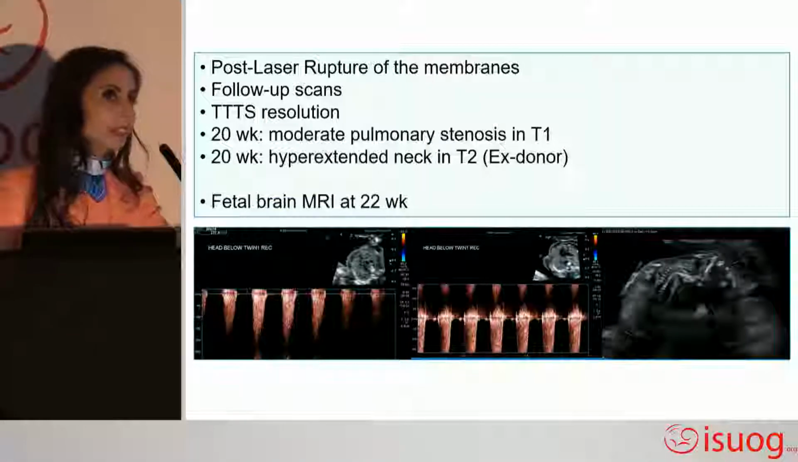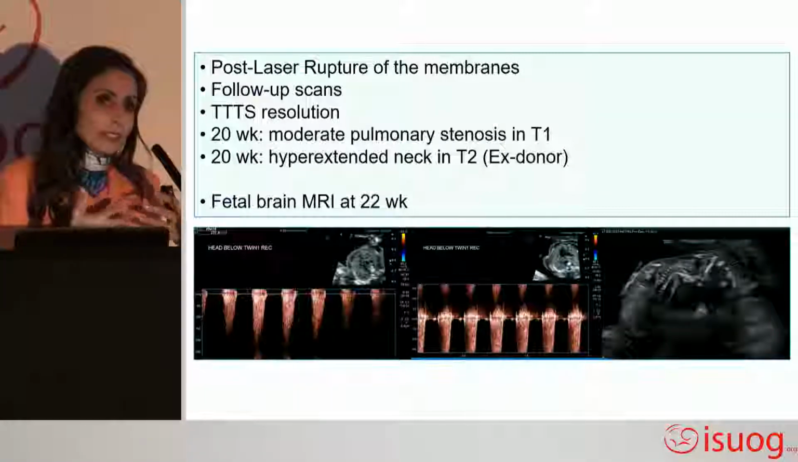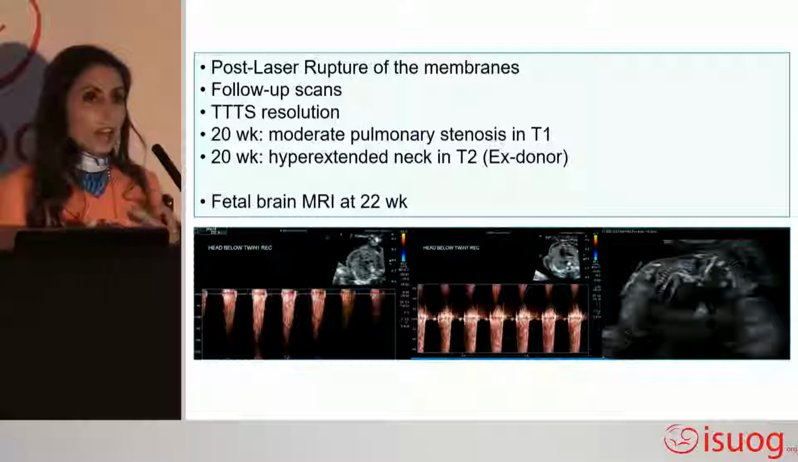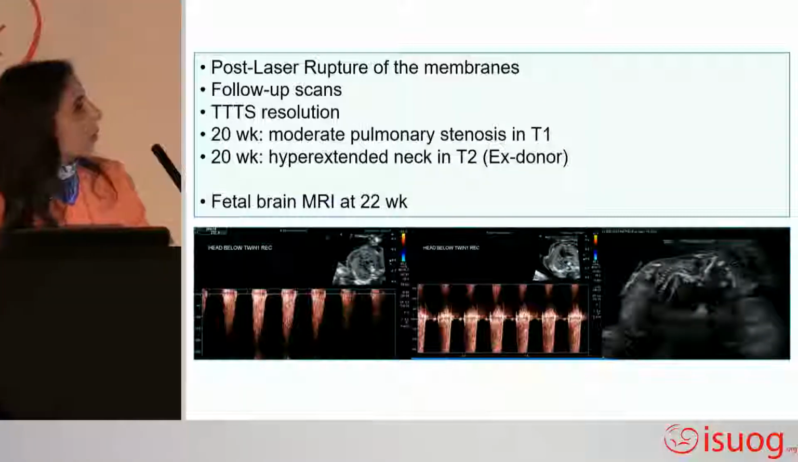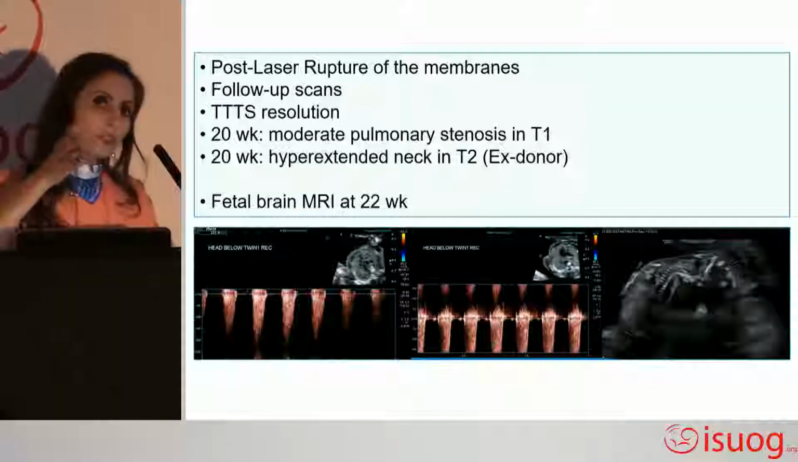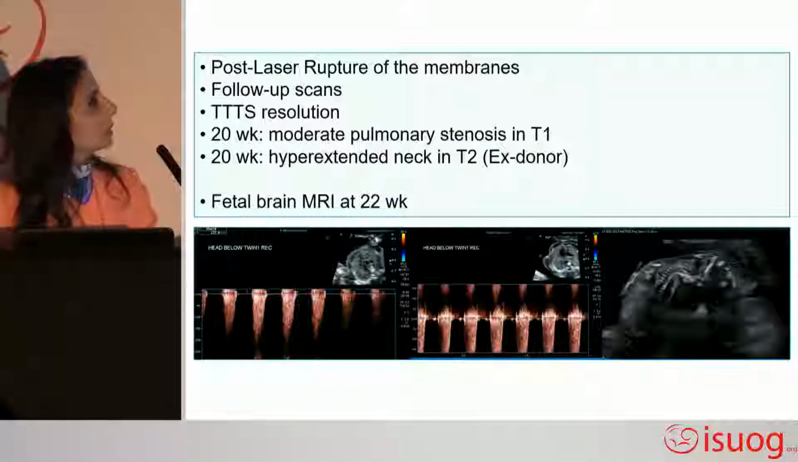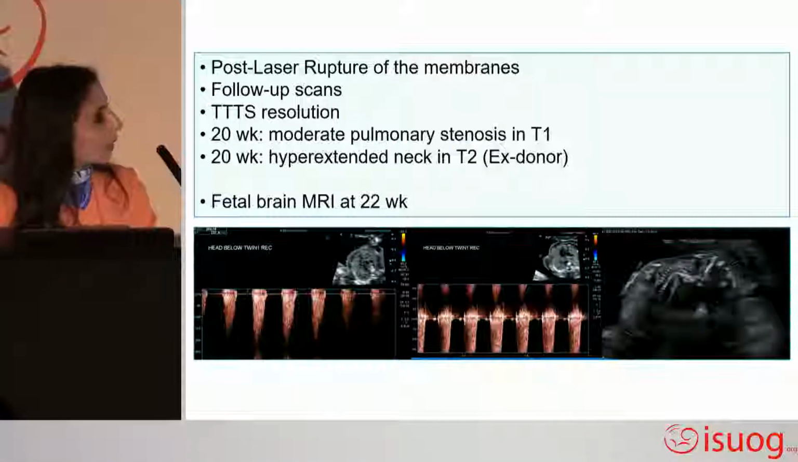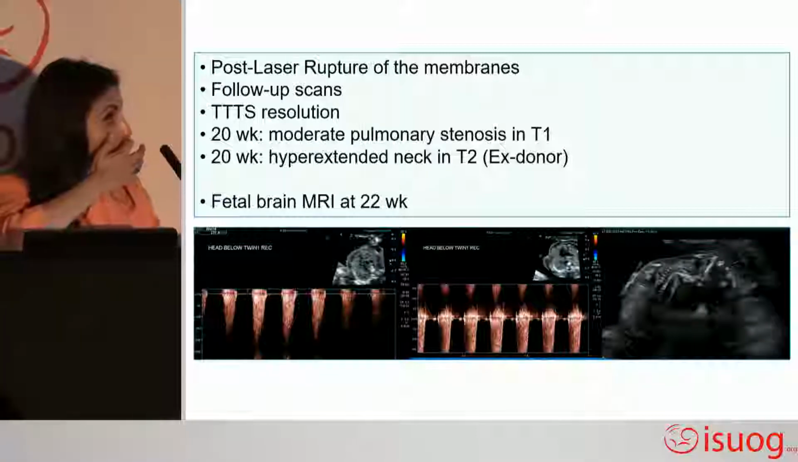We tend to manage it expectantly, and it does not really behave like rupture of membrane. So I think the risk of infection is not as high, and certainly most pregnancies will continue. And then she had follow-up scans. The TTS got better at 20 weeks. So she was having follow-up with the cardiologist for the pulmonary stenosis and with us as well. At 20 weeks, twin one, the recipient, had moderate pulmonary stenosis.